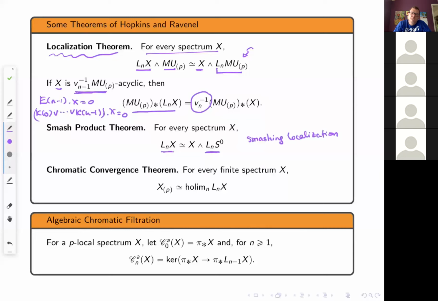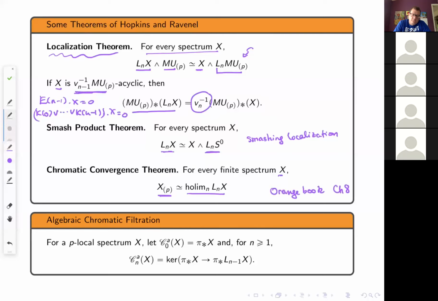And finally, one of the big theorems is that for every finite spectrum X, the p-localization of X can be recovered as the homotopy limit of the ln localizations. Okay. So these are all described in the orange book. I think the proofs are in chapter 8. Okay. So these are sort of the structural theorems for ln localization.